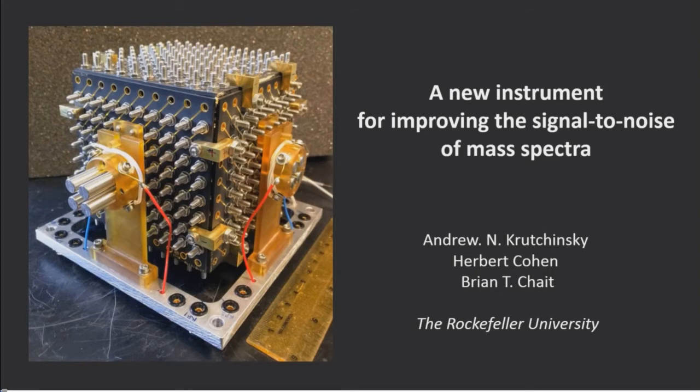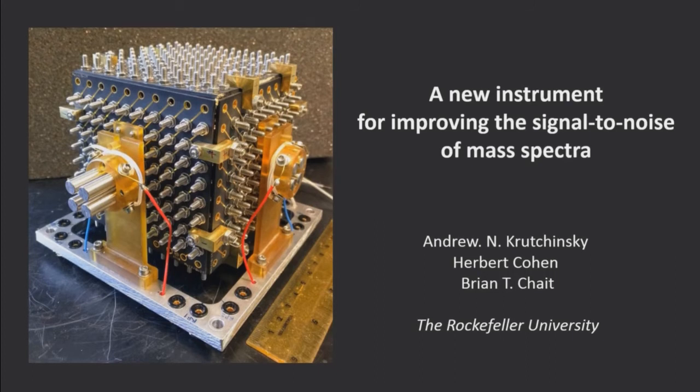And today I would like to talk to you about a new ion trap that we developed in Brian Chait's lab at Rockefeller University. We developed this ion trap to enable parallel mass spectrometry, but it also has numerous applications. And today I will focus on one: how we use this instrument to improve the signal-to-noise of mass spectra.